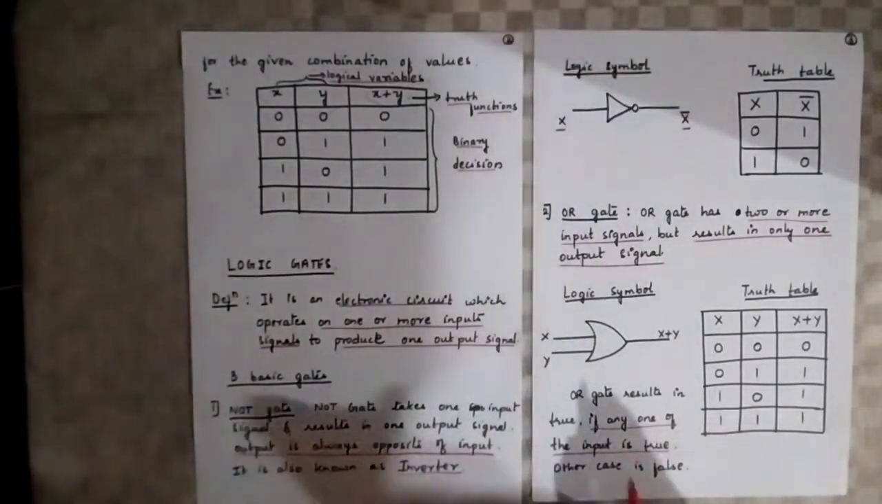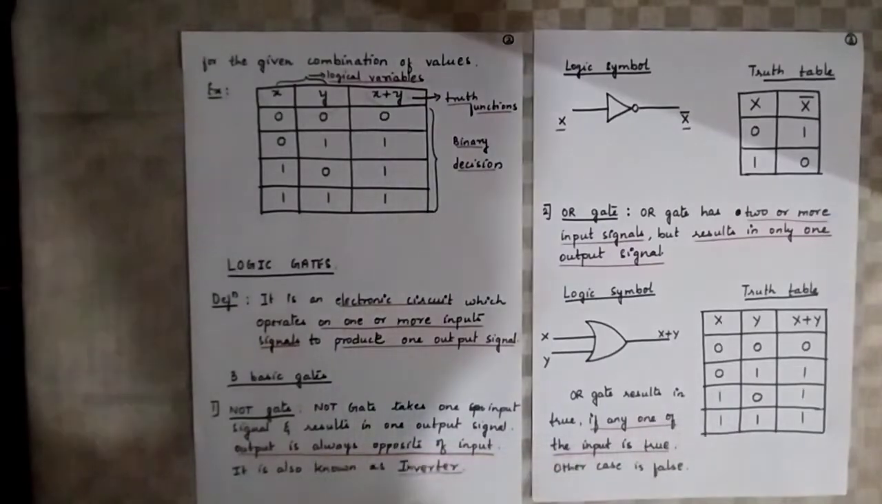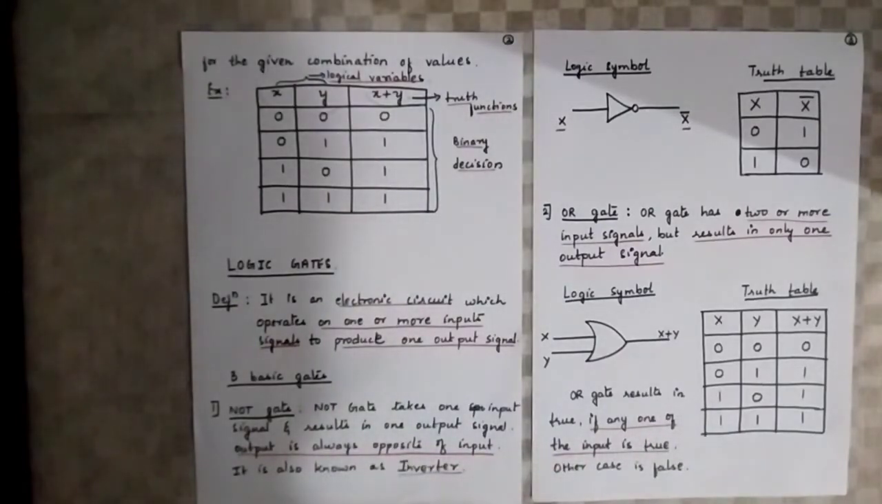I repeat, OR gate is going to result in true if any one of the inputs is true or all of the inputs are true. It is resulting in true. Otherwise, it is going to be false.